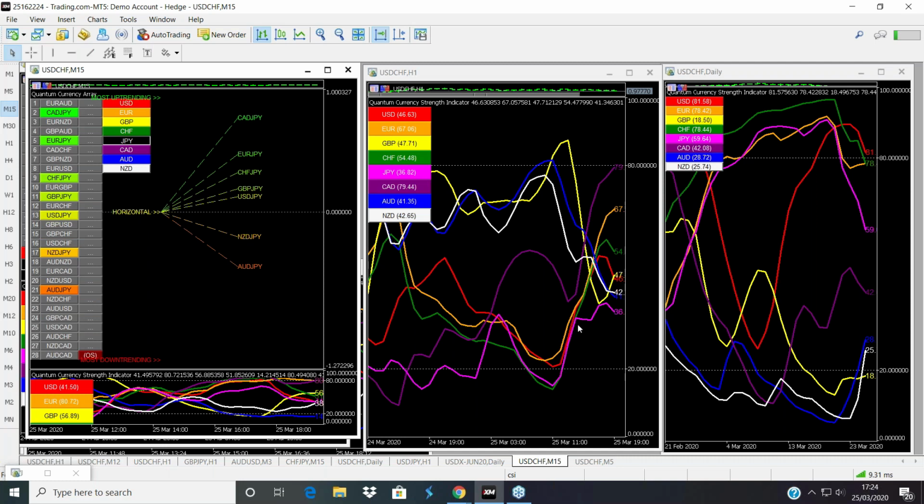When the Japanese yen is being bought, we know the market is not particularly receptive to risk. It's going to be in a risk-off mood, if you like. When the Japanese yen is being sold, then we know the market is likely to be rising. Money is flowing into riskier assets. This indicator measures the relative strength and weakness of individual currencies, but it's also telling us where the money is flowing.